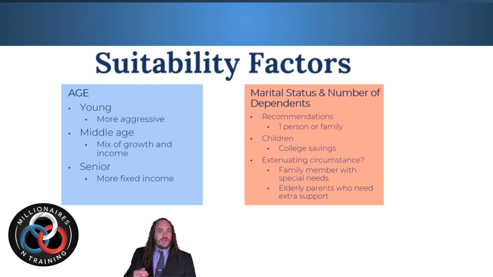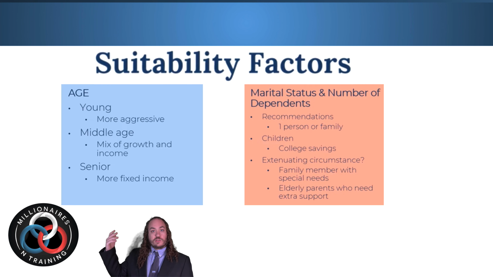Our assumption is that younger investors have a longer-term investment time horizon and they can assume more risk. So aggressive growth funds can be more suitable for younger investors than for their senior or middle-aged counterparts. Middle-aged investors would look for a mix of growth and income securities, while senior citizens would base their investment on more fixed income products that provide consistent income to live off of.